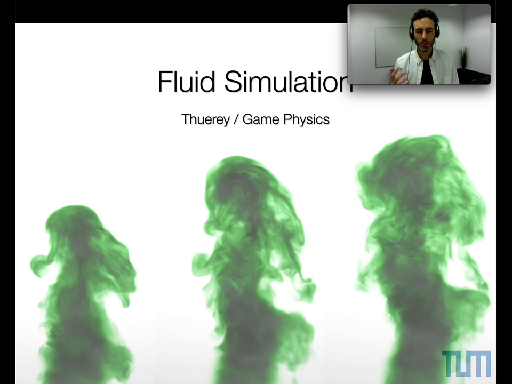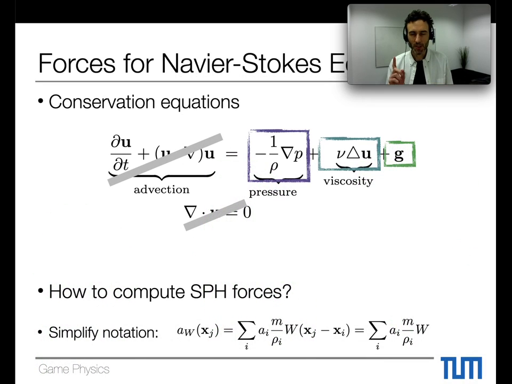Last part. I now want to tell you how to simulate with what we discussed so far. I actually want to focus on the pressure a bit. So this is our physical model, right, Navier-Stokes. We can leave out this part because we have our particle viewpoint. And I mentioned that we also can neglect this for now because we just need to make sure no particle gets lost, then we conserve the mass.